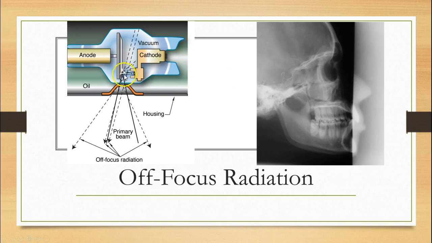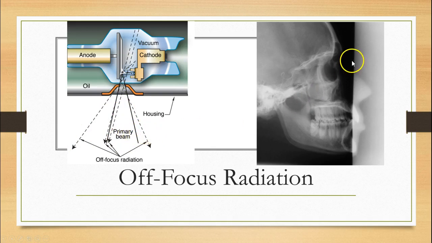This is what's happening here. You have your electron stream coming across, it's hitting your focal track, and it's bouncing off everywhere. It's bouncing off the cathode, and it's coming out over here. So it's not originating from your focal track.